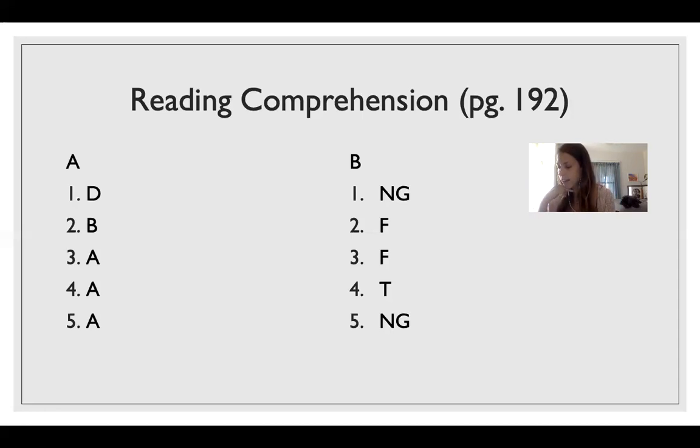And then number 5, more young people are leaving Bhutan more than ever before. It's not given. We don't know that. We can probably assume that since nobody left it before, and possibly now people are leaving, but it's not explicitly stated in the reading.